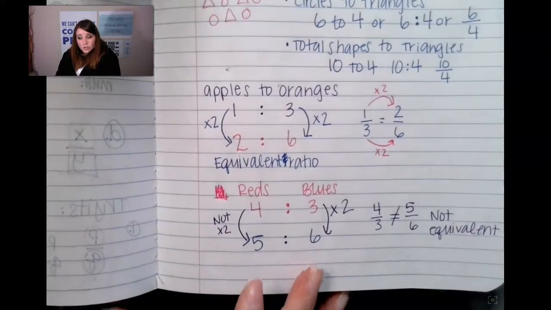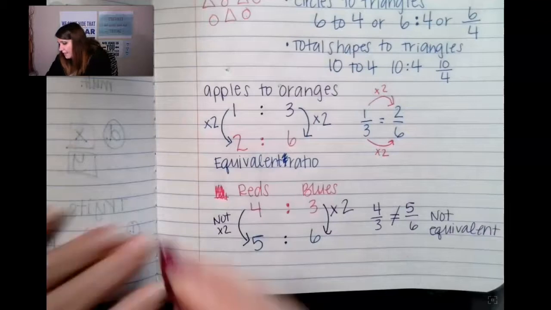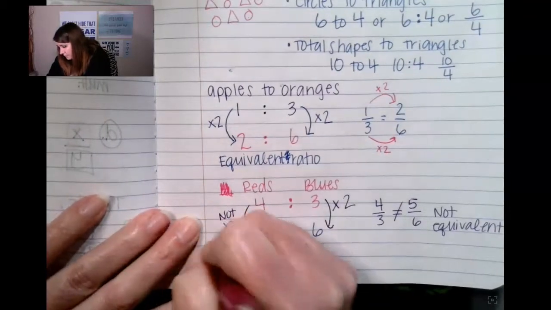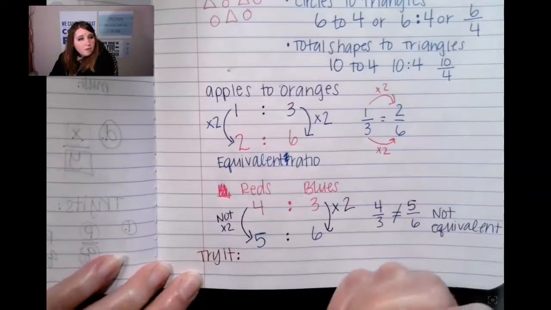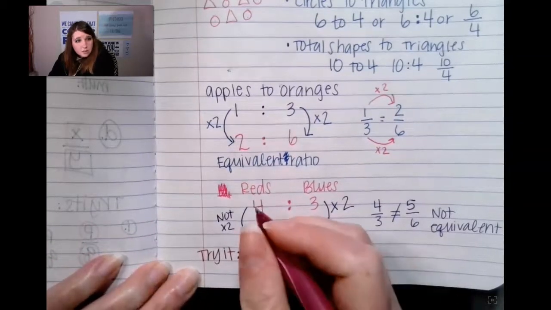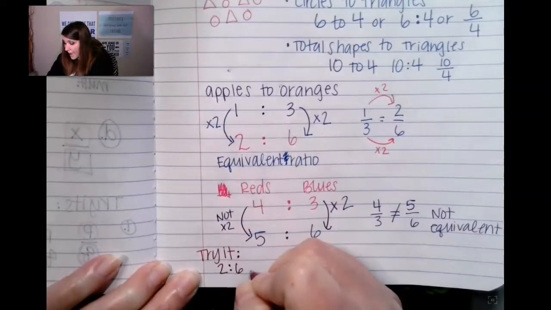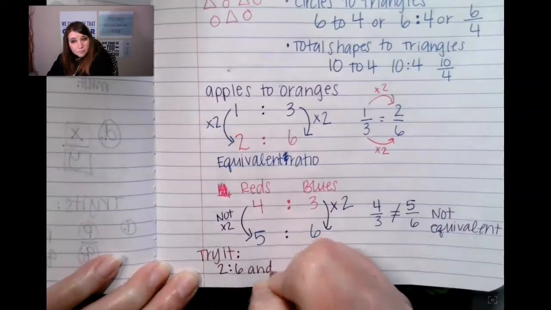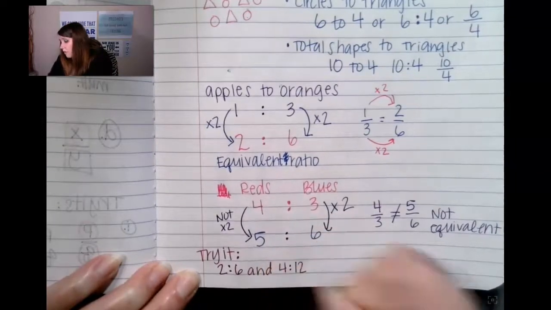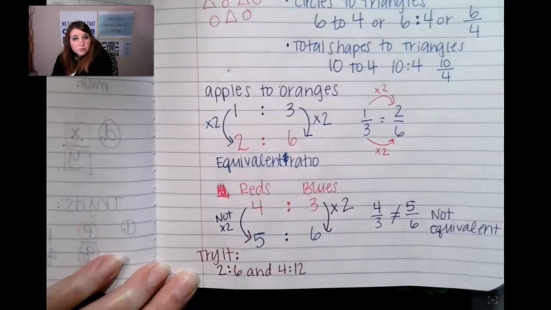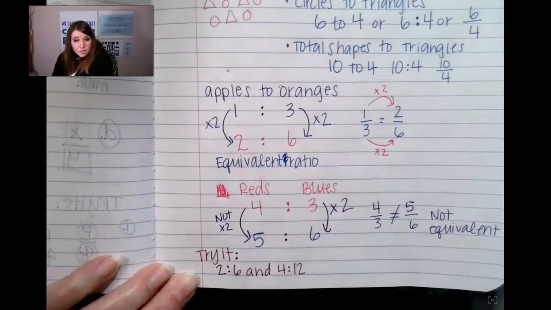Okay, it's your turn. I want to do a try it with you. So go ahead and let's do a try it. All right, let's say that you have a ratio of 2 to 6 and 4 to 12. Are these equivalent ratios? That's your job to tell me.